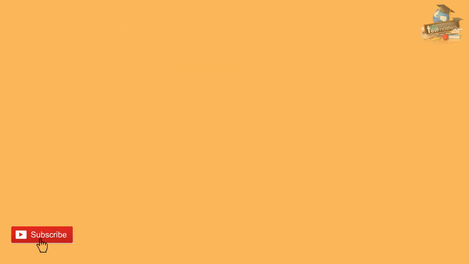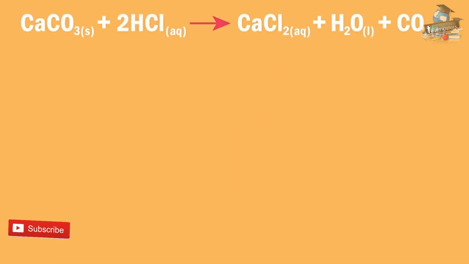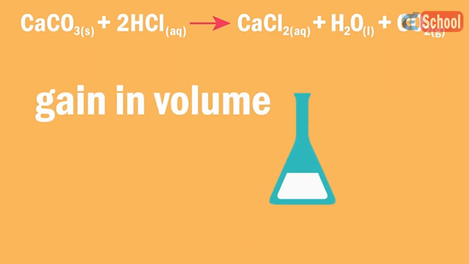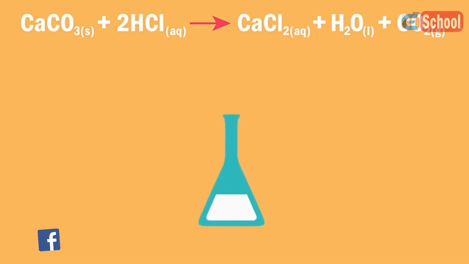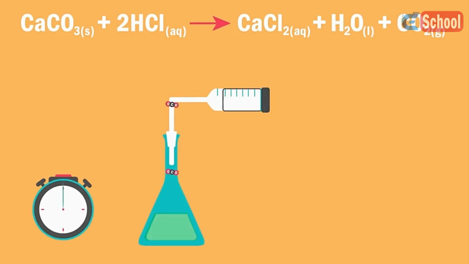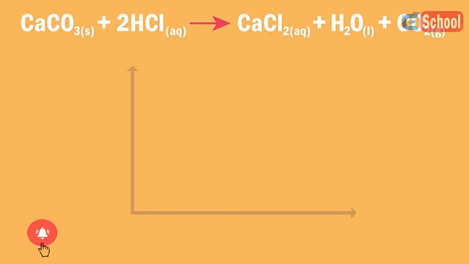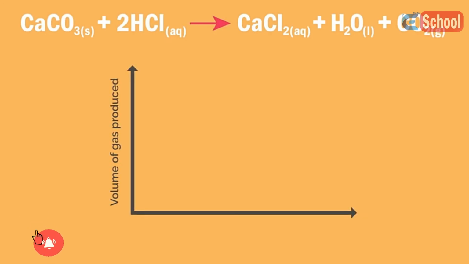Do you remember there's another method we mentioned earlier? Consider the same reaction. Instead of measuring the loss of mass of the reactant, we can measure the gain in volume of the product, carbon dioxide, using an apparatus like this. You can watch our video on measuring the volume of gases here. This time we plot a graph of volume of gas produced against time. The graph looks like this.